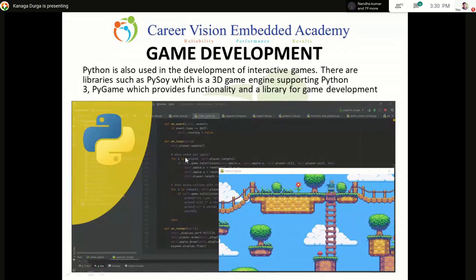It supports a few games in which the development takes less time. Examples are reward games, where in your Paytm or any other app, it will say play this game, get 1 rupee reward, get 10 rupees reward. For those games, Python is used in backend development, and the libraries they use are PySoy and Pygame. This is how Python aids in game development.